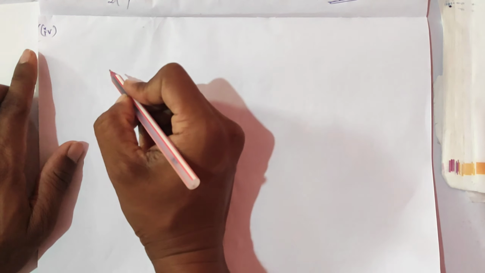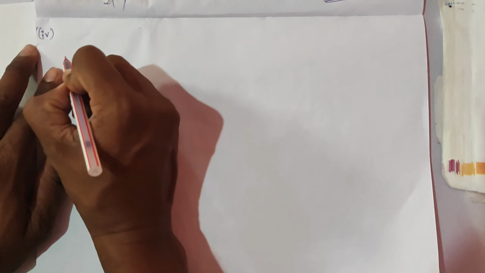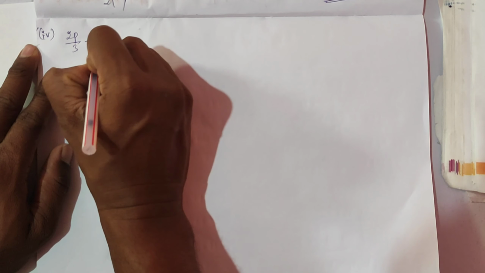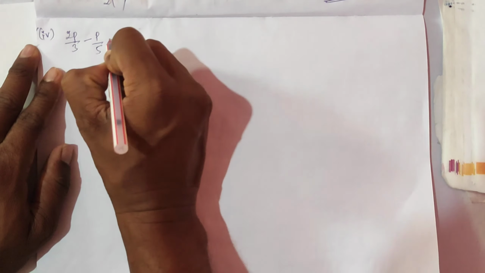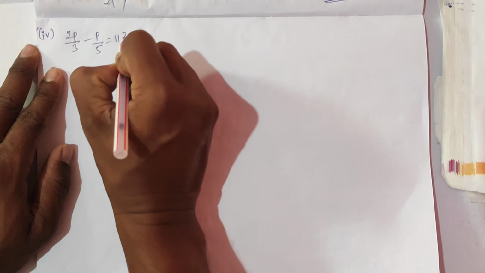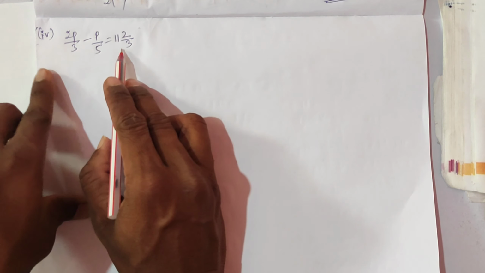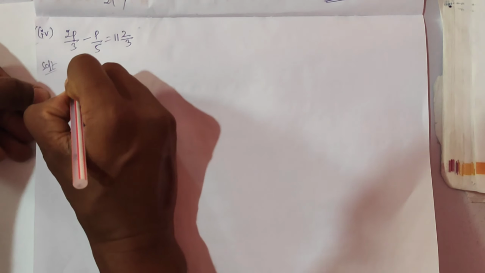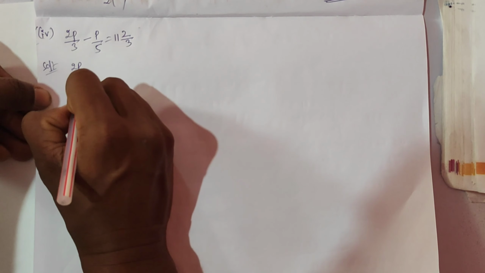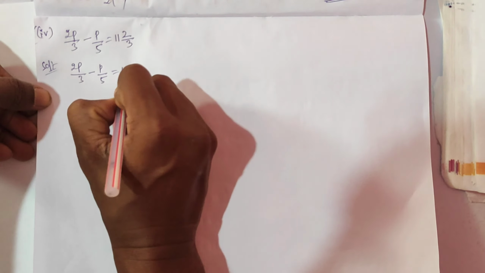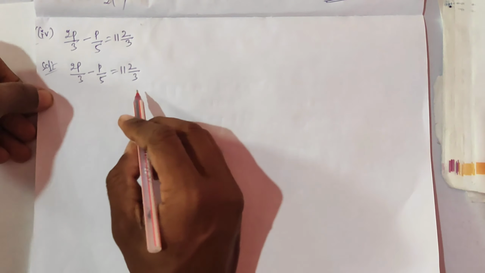Question number 4, what is given? 2p by 3 minus p by 5 is equal to 11 2 by 3. Think about it, what has he given here? Mixed fraction. He has given a mixed fraction. Solution, first we'll write the question. 2p by 3 minus p by 5 is equal to 11 2 by 3.